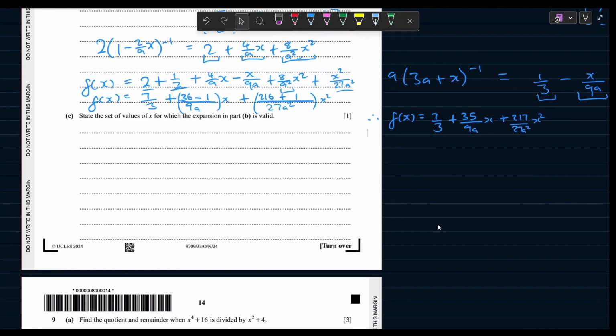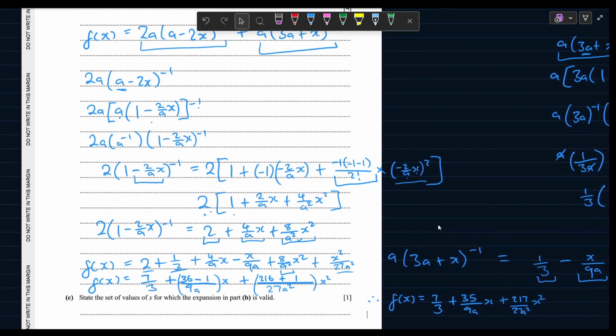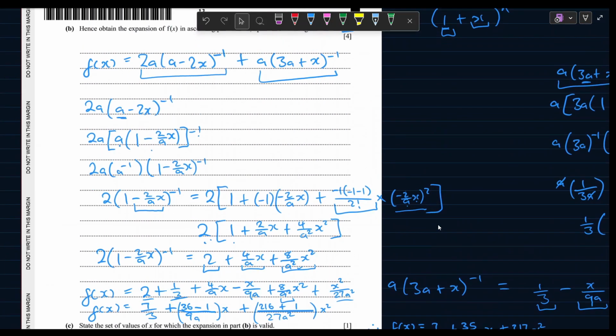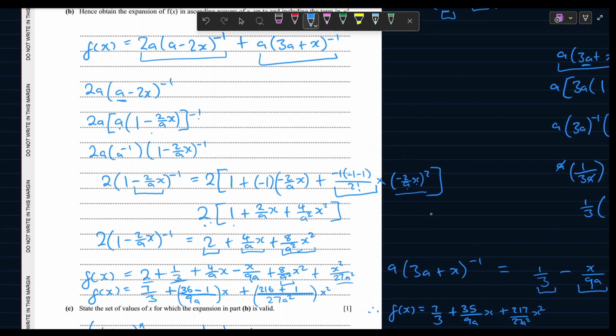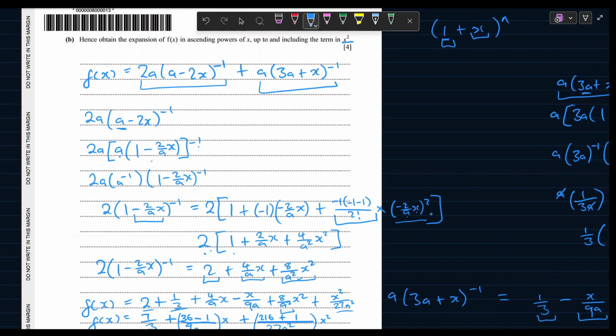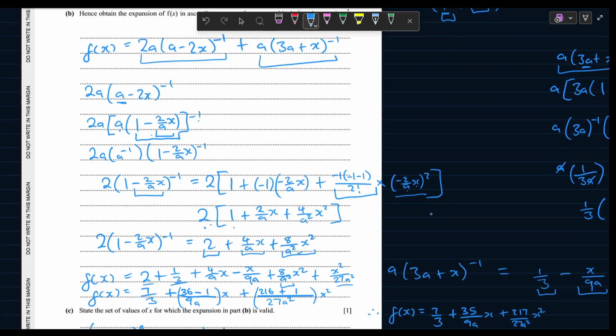And then part C says state the set of values of x for which the expansion in part A is valid. Okay, so what you have to look for, remember that the expansion of 1 plus x to the n is valid for x between -1 and 1. In our expansion, we have used 2 over ax. You use the expression where it's in the form 1 plus x, and you want to use your x here. Our x in this case was 2 over ax.